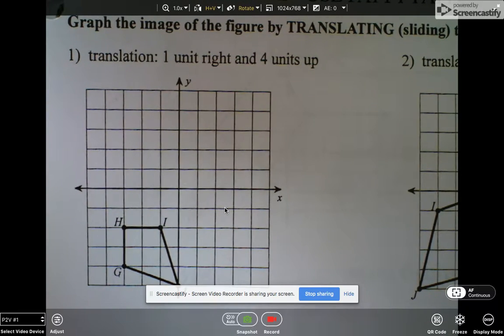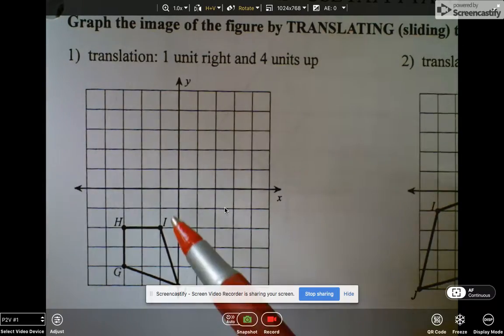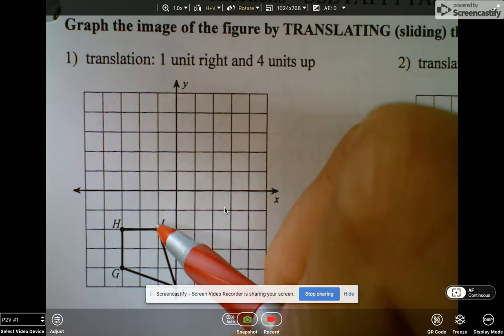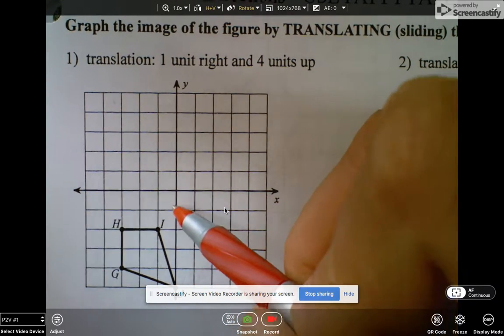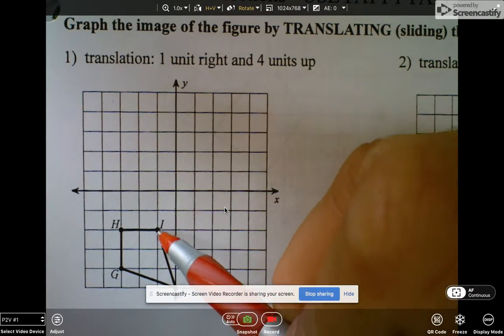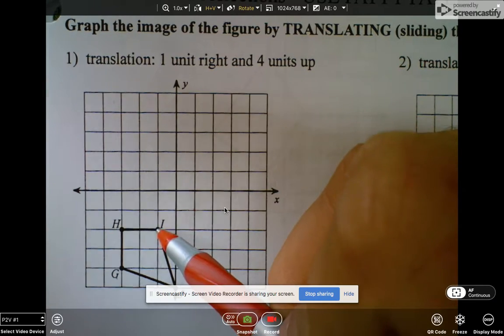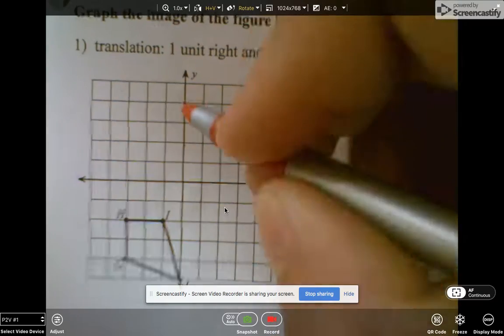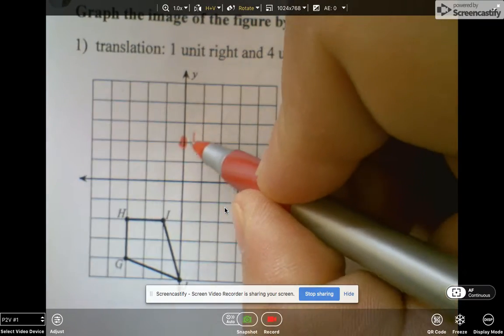So the first thing you do, again, like we said, in order to keep it congruent, every point needs to move that direction. I'm sorry, let me try that again. I'm going to go right 1 and then up 1, 2, 3, 4. And I'm going to label that I prime.